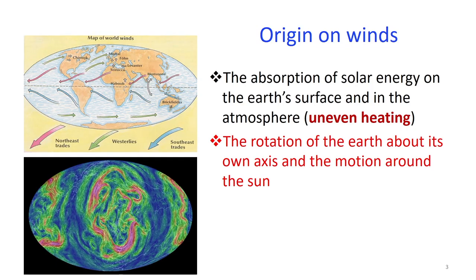That means uneven heating and cooling has to happen to generate wind. What you can see here on the globe is that red color indicates heating and green color indicates cooling. Because of this heating and cooling, wind is generated. Again, we can consider the northern region, the southern region and the equatorial part. Most of the radiation falls on the equatorial places and then the heat dissipates towards north and south. This also contributes to wind generation.